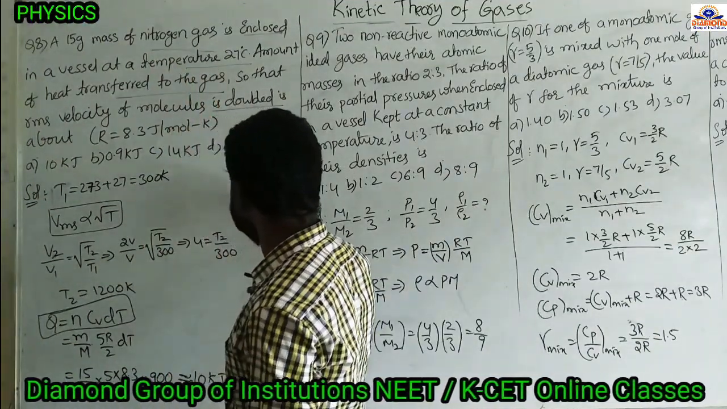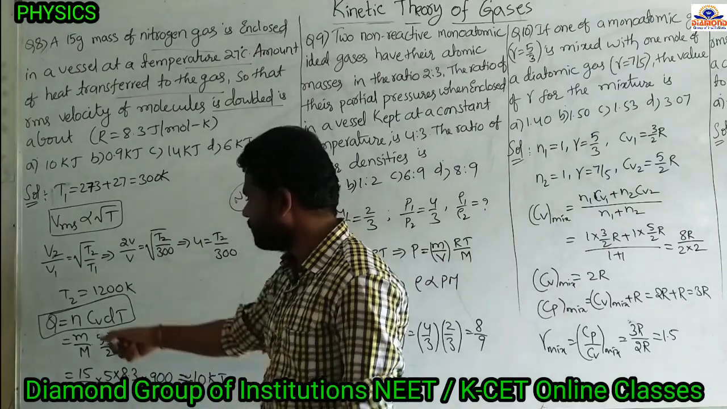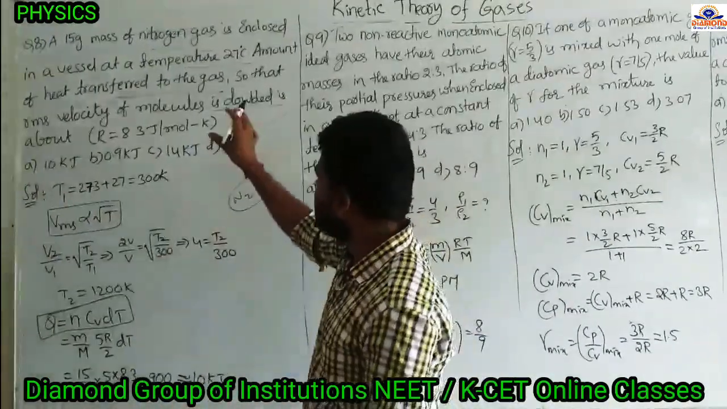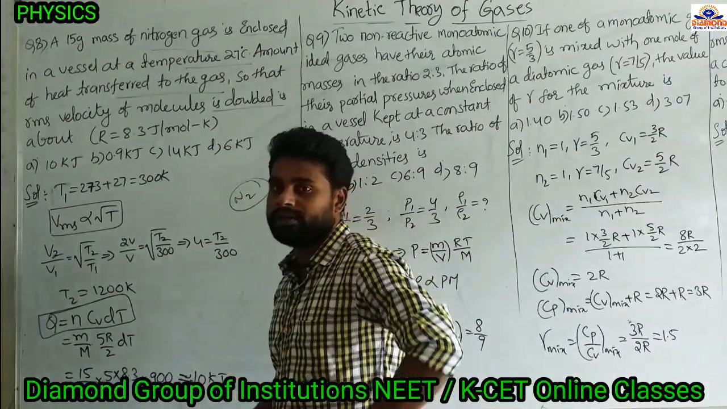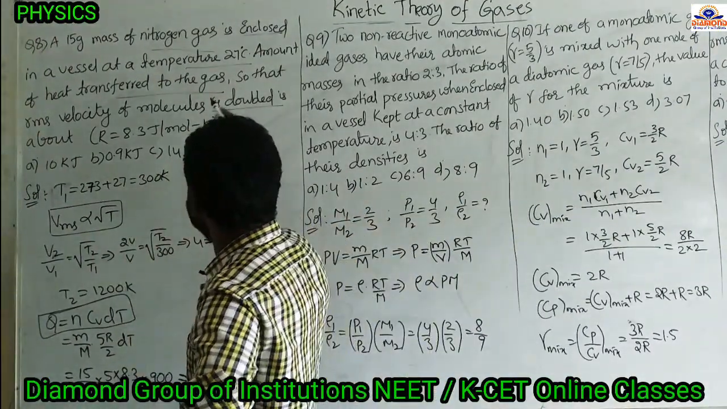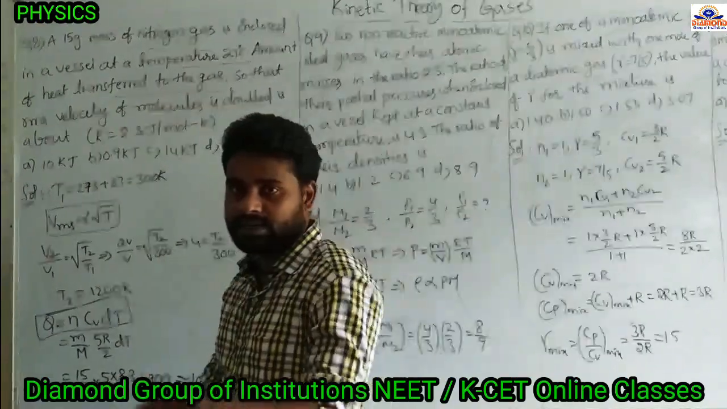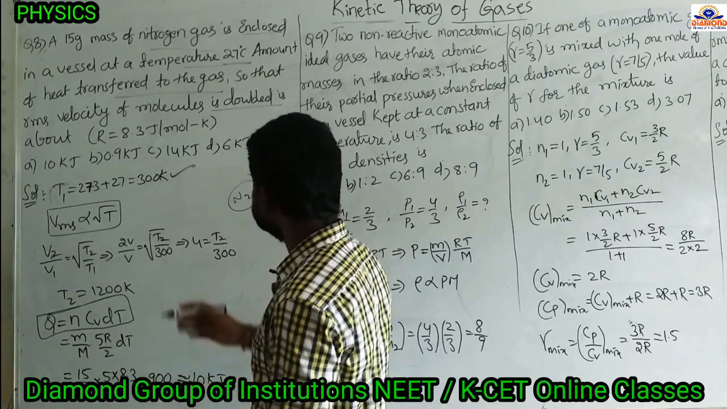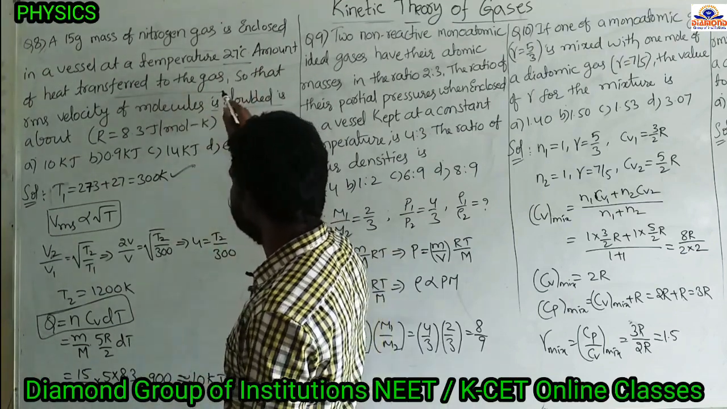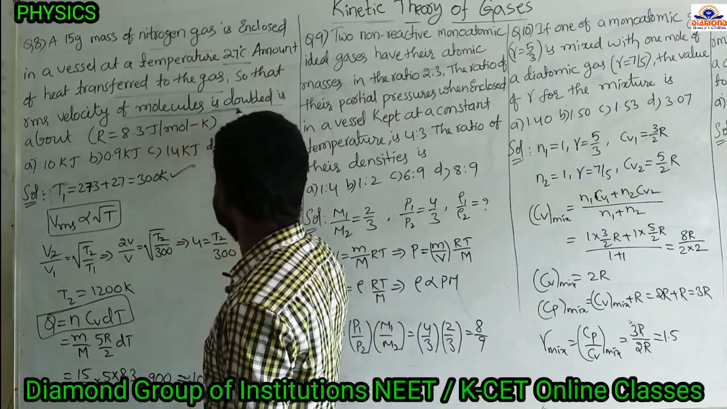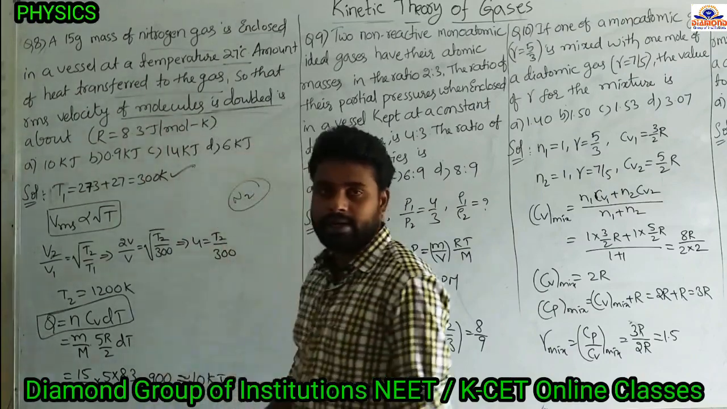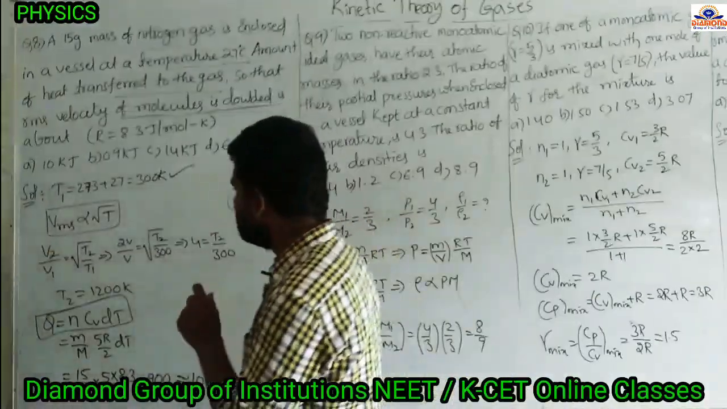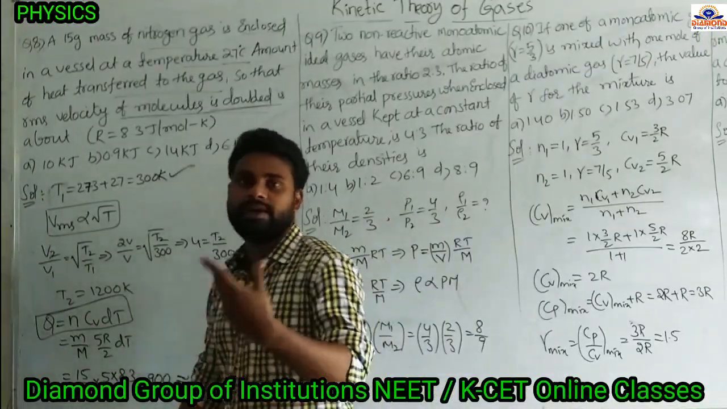Nitrogen gas means diatomic, so for diatomic we will get the Cv value also. dT, the change in temperature, we have to find from the given data. The initial temperature is given as 27 degrees centigrade, converted into Kelvin, 300 Kelvin. And the other point given is that the heat is transferred so that the RMS velocity of the molecules is doubled. Use this point, and from that we have to find the final temperature.